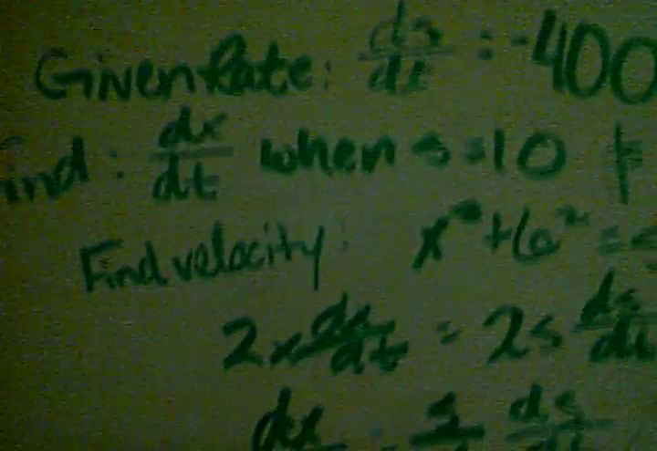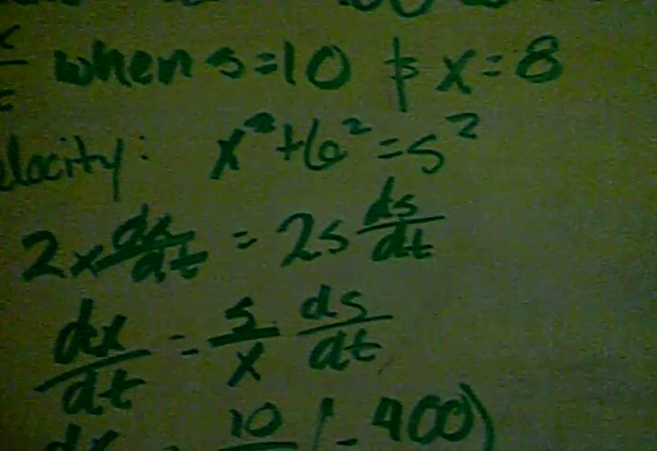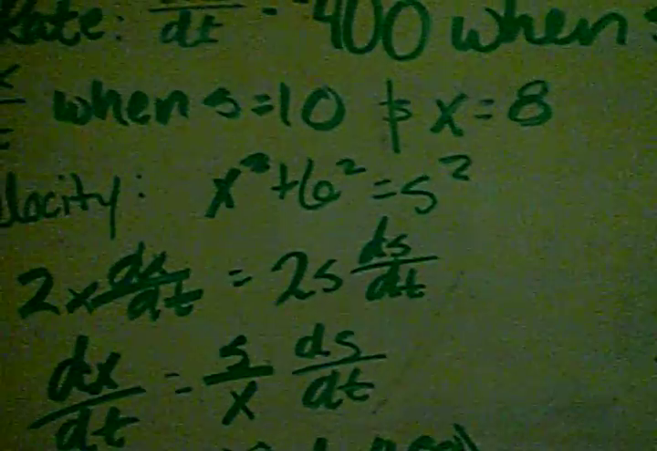What we have to do is we have to find the velocity. So x squared plus 6 squared equals s squared. That's Pythagorean theorem.